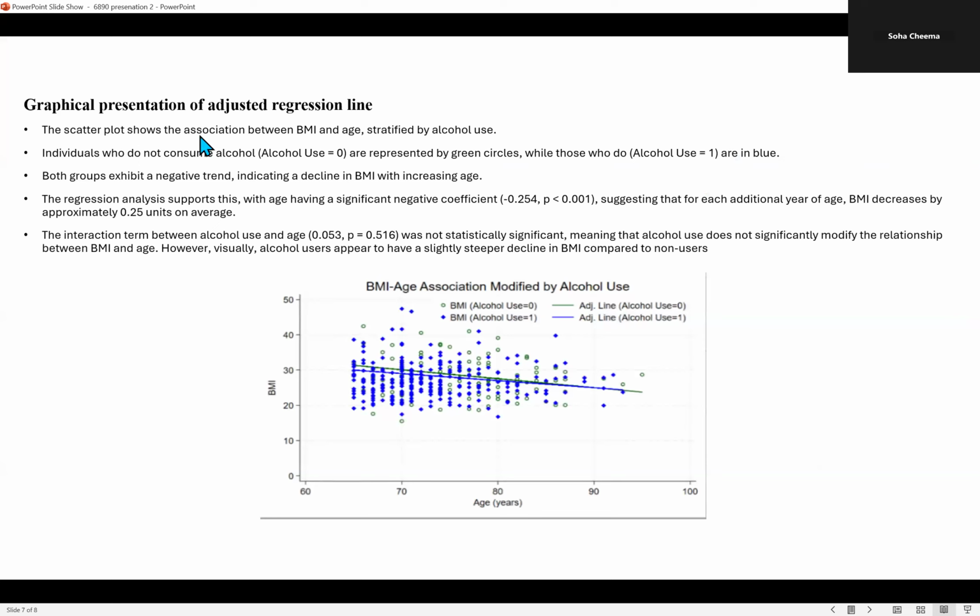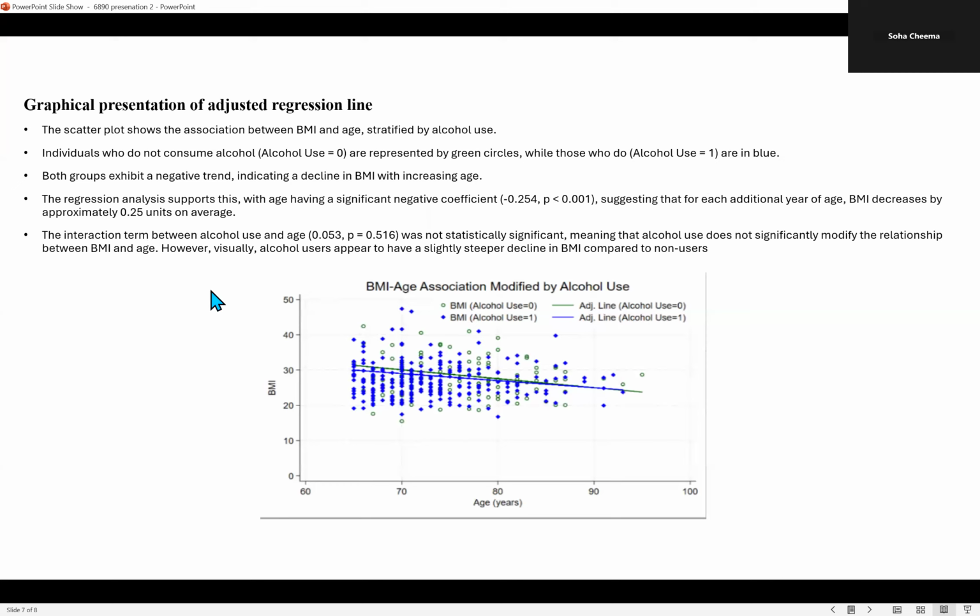The scatter plot shows the association between BMI and age stratified by alcohol use. Individuals who do not consume alcohol are represented by green, and those who do consume alcohol are in blue. Both groups exhibit a negative trend, indicating a decline in BMI with increasing age. The regression analysis supports this, with age having a significant negative coefficient, suggesting that for each additional year of age, BMI decreases by approximately 0.25 units on average.